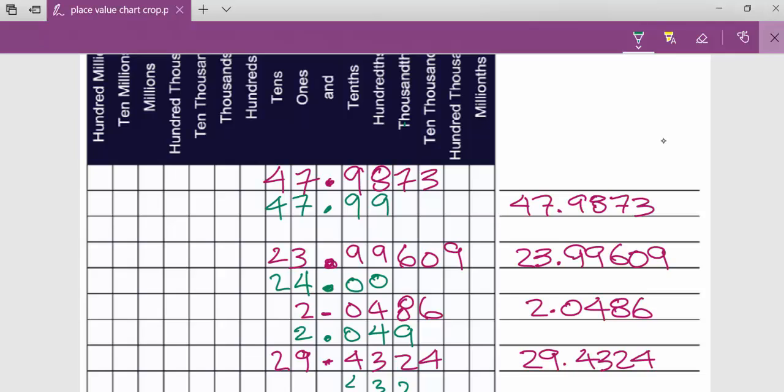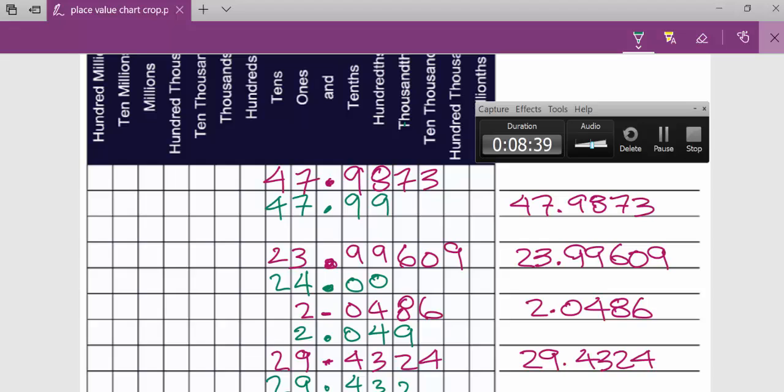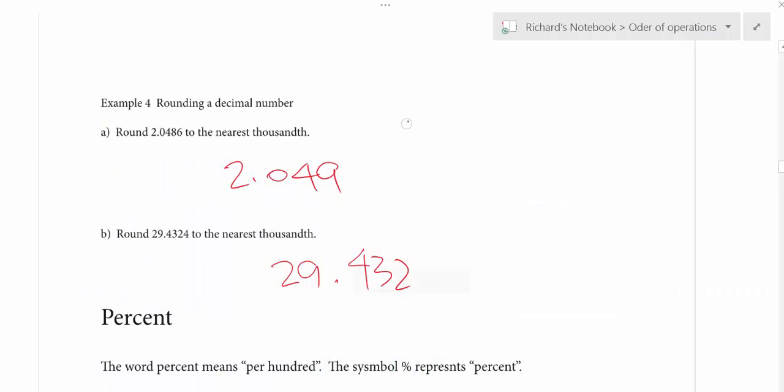3, 4, decimal. So 29.432 is what you get if you round 29.4324 to the nearest thousandths. So 29.432, if you were to read that, that would be the number 29 and 432 thousandths.